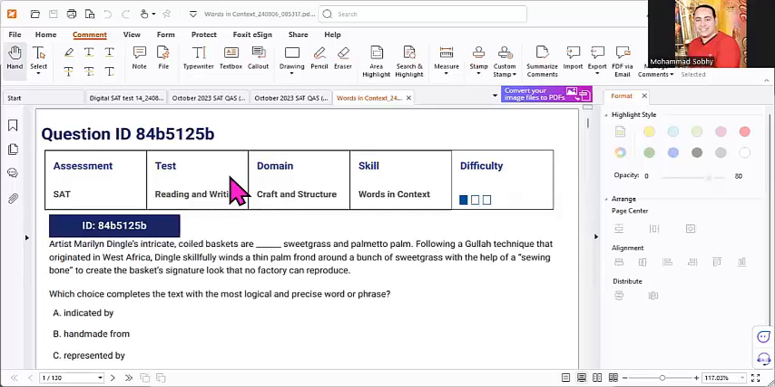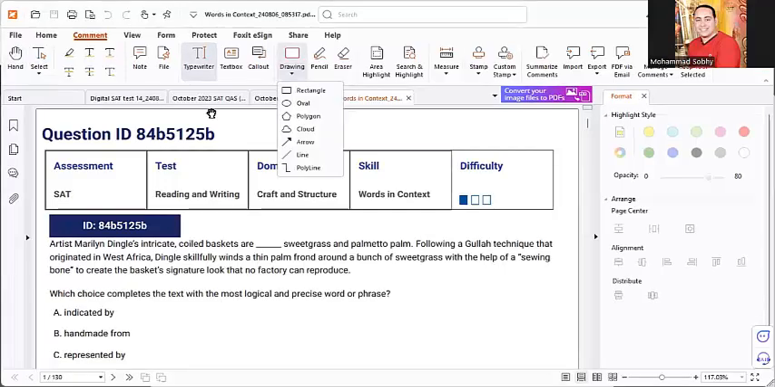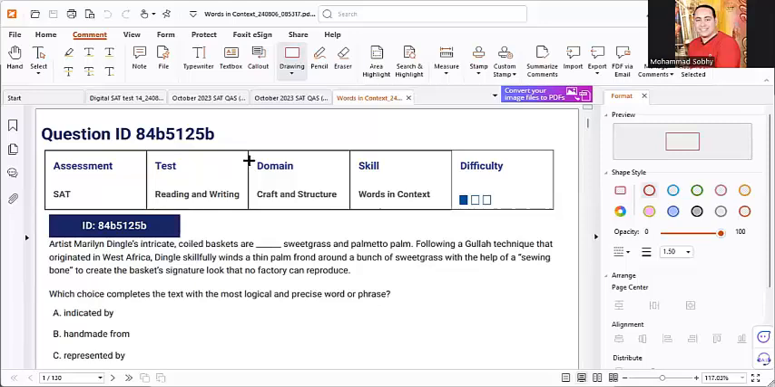Lamar, can you read the first question? Sorry, Lamar, I've interrupted you. I want to show that this is the skill, the domain. Domain is craft and structure, and the needed skill is words in context, because the domain includes words in context and other subsidiary skills. Now we will take a training on words in context. So this is the domain and skill.